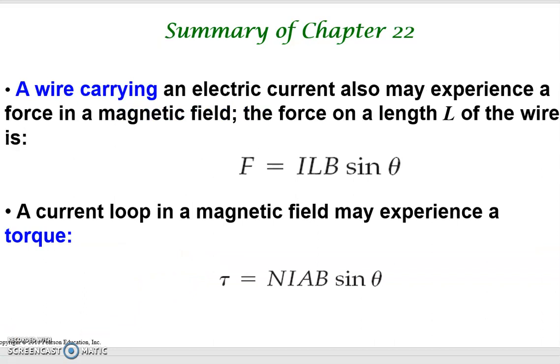Now this is the second case, very similar to the first one we studied. Instead of one moving charge, it is a wire carrying current. Okay, a long wire with current. So it may also experience a force when you put it in the magnetic field. Let's assume the length of the wire is capital L. Then the force is ILB sin theta, where theta is the angle between the direction of the current and the direction of the magnetic field.